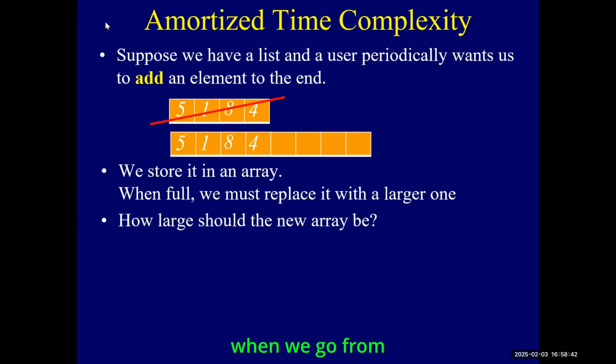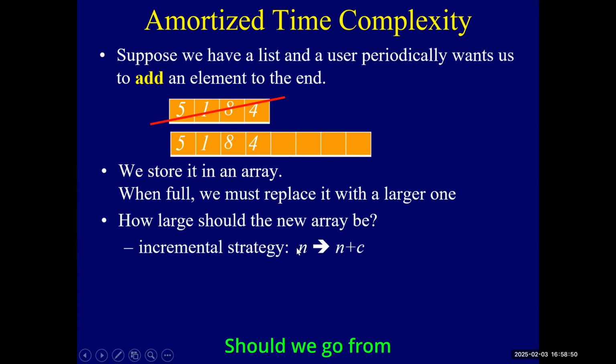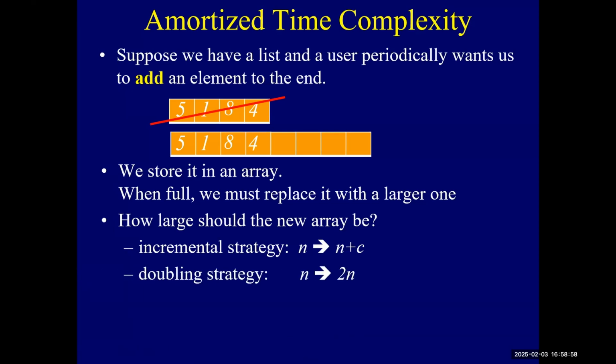When we go from something of size, say, n, how much bigger should we make it? Should we go from n to n plus c, giving ourselves a constant more things? Or maybe we should double our size. If it was this big, double it. I have an array this big and I have to copy everybody down. That was a lot of work. How much bigger should I make it? I could make it another c bigger, or I could double its size.